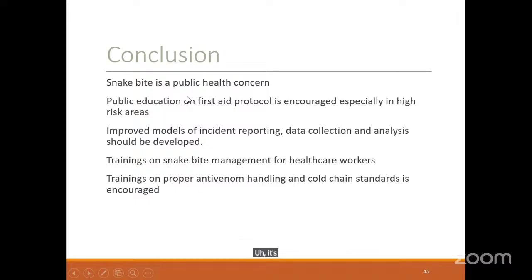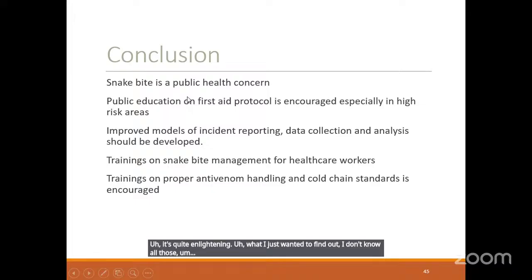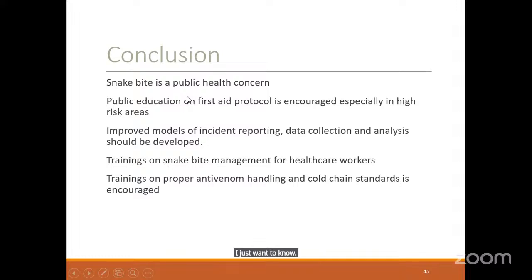It's quite enlightening. What I just wanted to find out, those signs, the tachycardia, the increased pulse, and then the blood pressure going lower than normal, suspected case of a shock. I just want to know, was there any medication specifically given for these conditions, or with time as treatment went on, did these parameters get better? That's just my question.